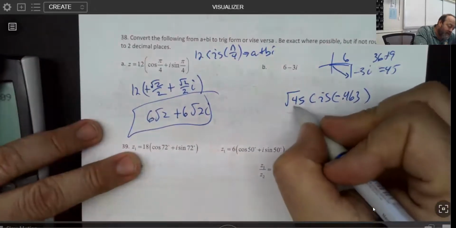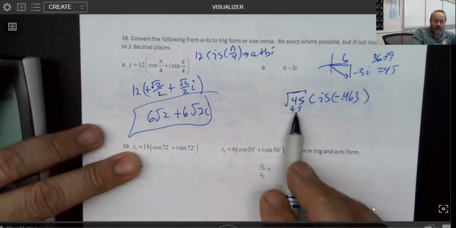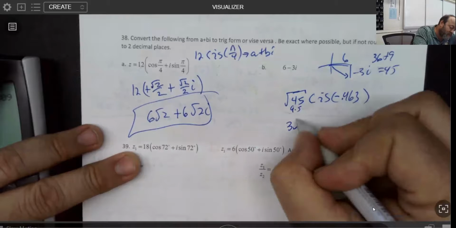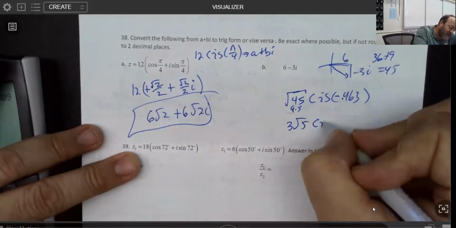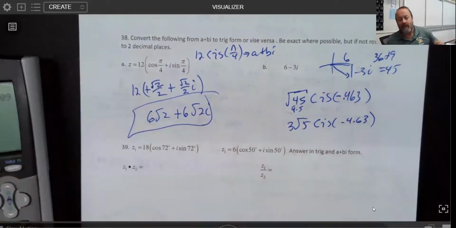Now, that is pretty good, but there's one tiny thing that we could do because, again, this isn't a basic math class. We want to be a little bit more precise. 45 is 9 times 5. I think everybody knows that, and we know that the square root of 9 is 3. So we could call this 3 roots of 5 cis negative 0.463. And we got it. We got the radius, we got the angle, we're done.